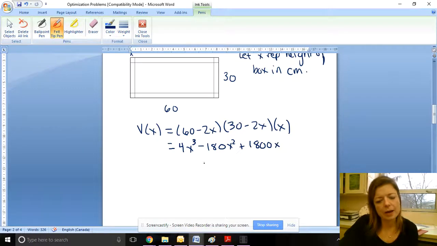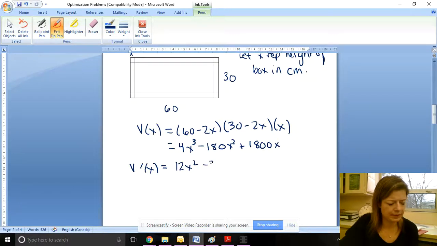Okay, so now we want this to be at a maximum volume. So we're going to take the volume function and find its derivative. So 12x squared minus 360x plus 1800. So now we can set this function equal to 0.